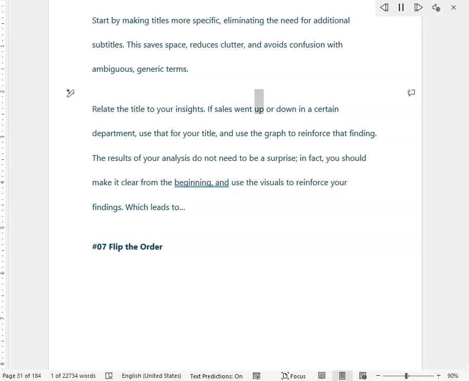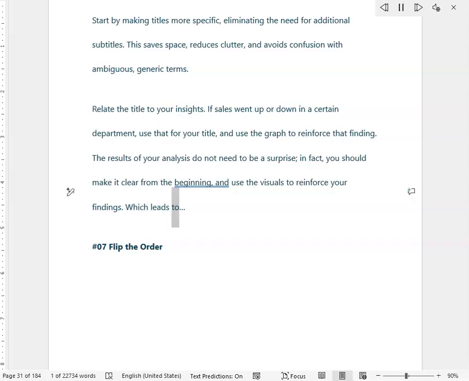If sales went up or down in a certain department, use that for your title and use the graph to reinforce that finding. The results of your analysis do not need to be a surprise. In fact, you should make it clear from the beginning and use the visuals to reinforce your findings.